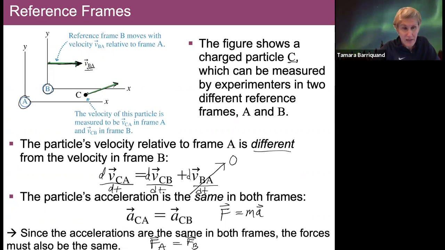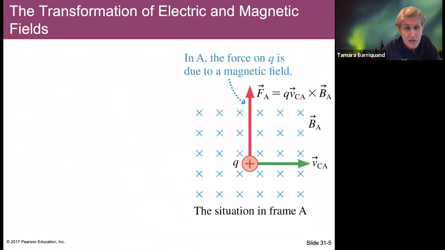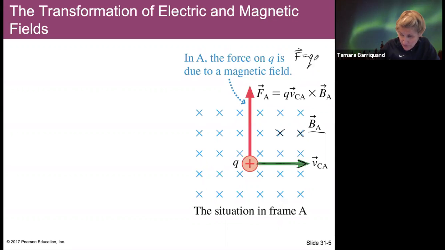So let's look at how we can reconcile what's going on. In A, the force on Q is due to a magnetic field. We saw that. And that magnetic field is B sub A into the screen here, and its velocity, in reference to reference frame A, is V_CA. We remember that the magnetic force is equal to Q V cross B, where V in this case is our V_CA. So we can rewrite this as F_A equals Q V_CA cross B sub A.